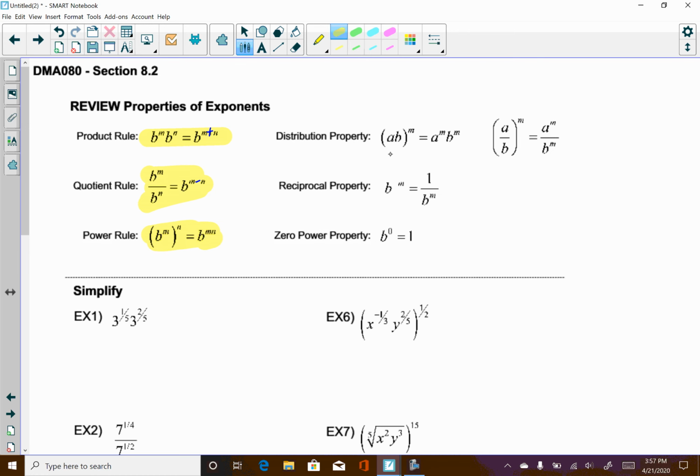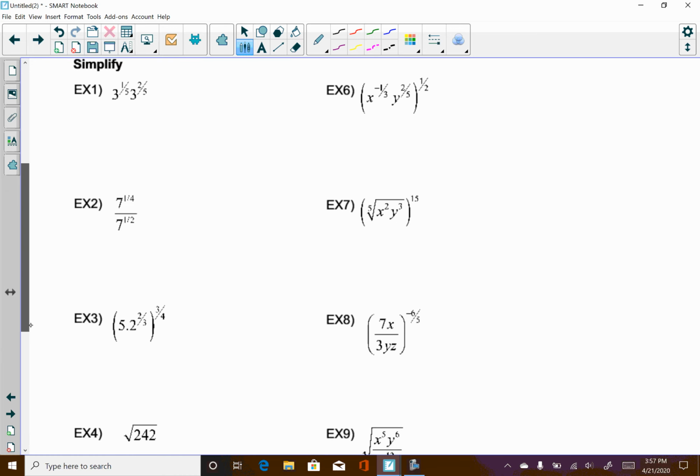Over on to the right, your distributive property, it just says if you have a quantity in parentheses raised to a power, both pieces in that parenthesis get raised to the power, whether it's all on the top or if you have a division. Okay, everything gets raised to that power. Just below that, the reciprocal property just says that if you have b to the negative m, that's hard to see, that's the same as 1 over b to the positive m, and then anything raised to the 0 power is always 1.